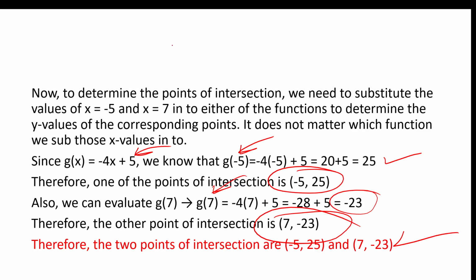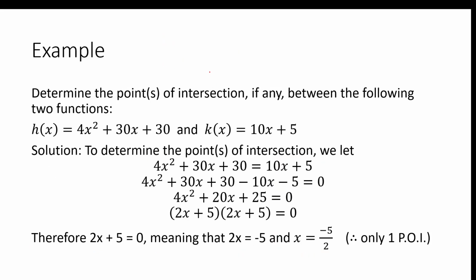So that was obviously a case that looked something like that. Now, what if we were given the parabola shown here and the straight line shown here? Well, to determine the points of intersection there, we would see that 4x squared plus 30x plus 30 would need to equal 10x plus 5. We're simply letting the y values equal each other.